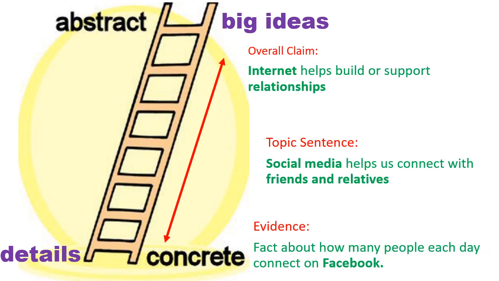Let's do this with another example. Let's say we're writing about the internet. Our claim is how the internet helps us build or support relationships. As we go down to the topic sentence level, instead of talking about the internet in general, we might be doing this paragraph about social media. And instead of talking about relationships, we're going to be a little more specific, like, what kind of relationships? Well, we're talking about connecting with friends and relatives.